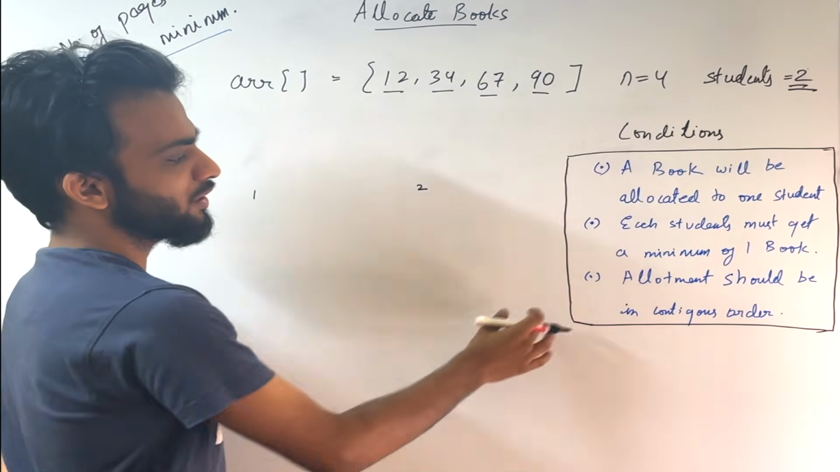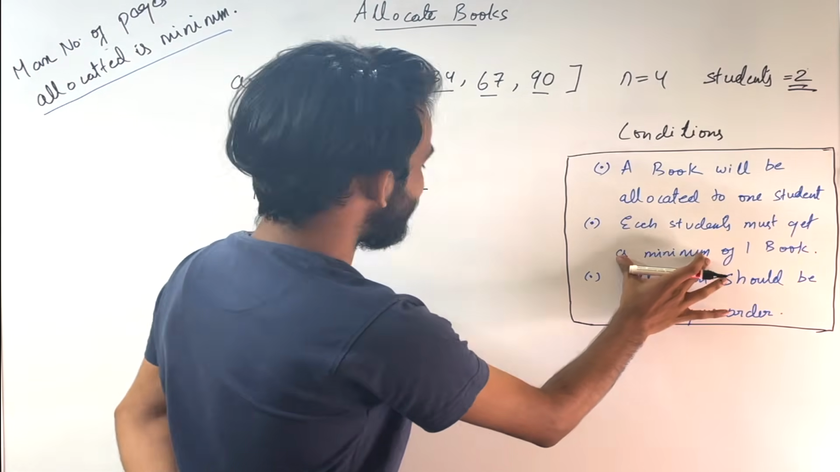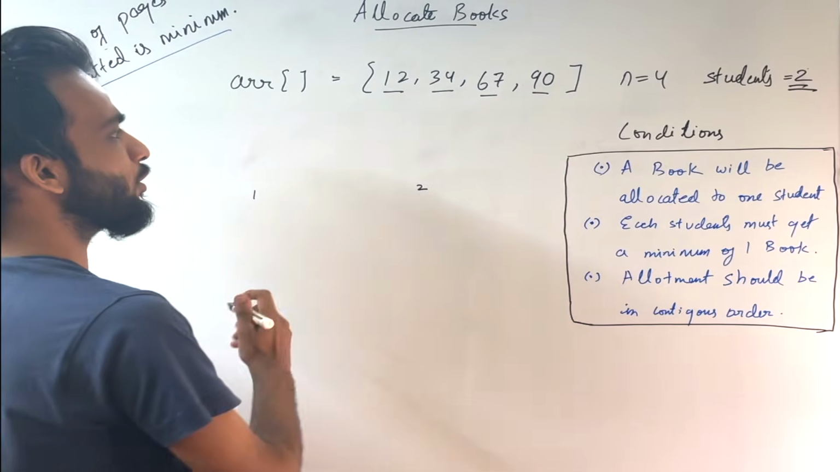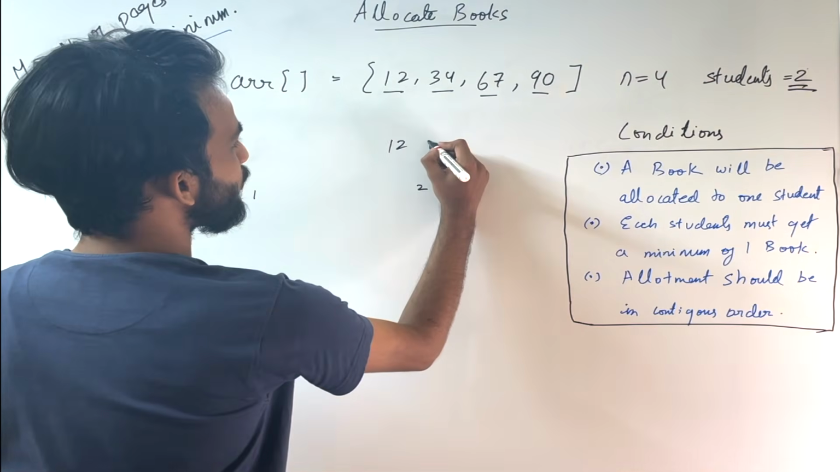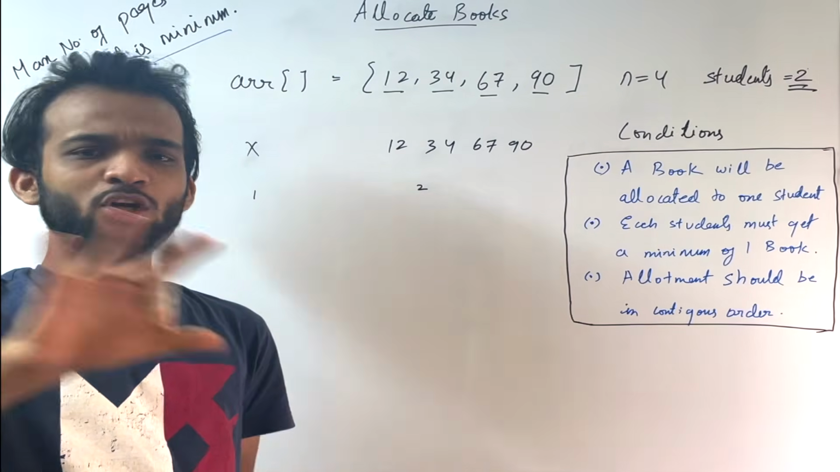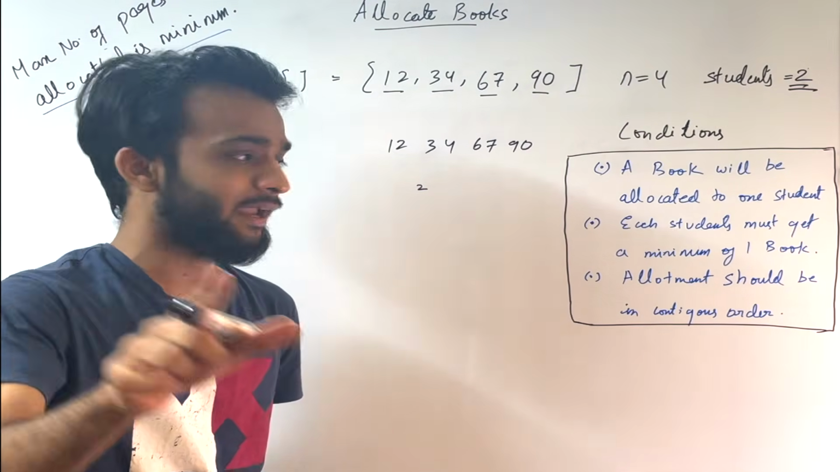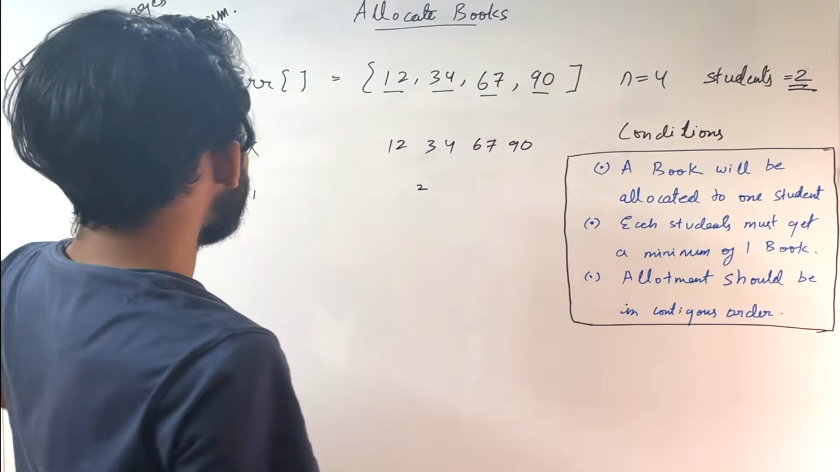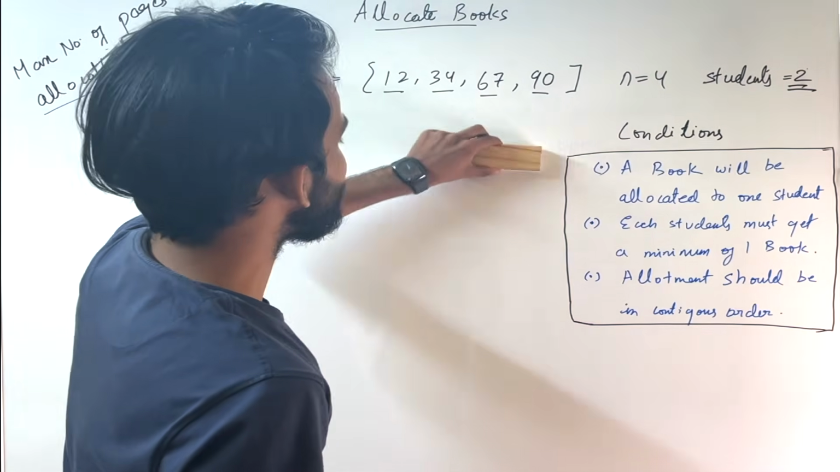What's the next condition? Each student must get a minimum of one book. That means you cannot do an allocation where you say, hey, student 2, take 12, 34, 67, 90, and you're saying, student 1, I'm not going to give you any book. That's not allowed. You must at least give one book to each of the students. So this kind of allocation is not allowed.